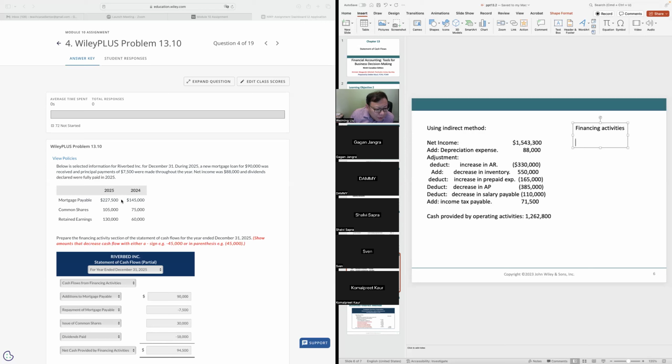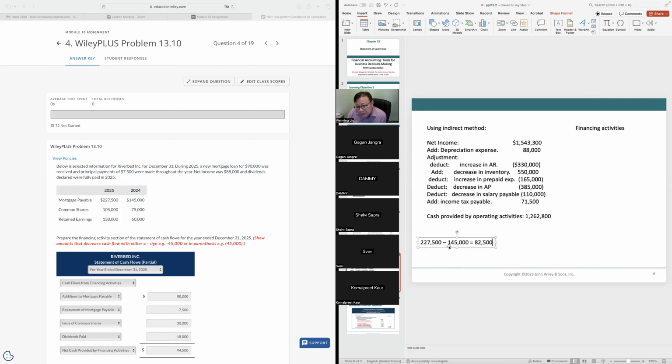So first, let's take a look at this mortgage payable. The opening is 145,000. Ending is 227,500. So what is that difference? If I'm thinking about comparing the change, I go by 227,500 minus 145,000. This is the change in the mortgage payable. What is that? This one would be 82,500.